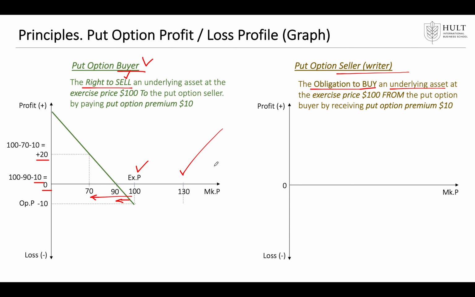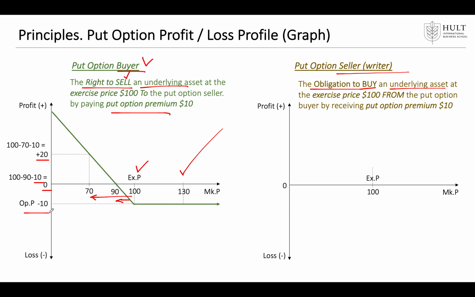Because market price is $130, you can sell your underlying asset at the market outside of this contract. Then you just give up your option premium, $10, you already paid. That's why, exceeding the $100 exercise price, when the market price goes up, you won't exercise. So you just lose $10.